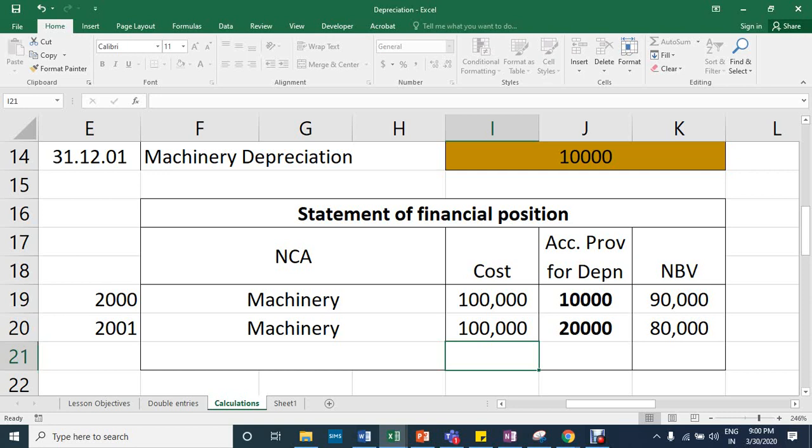Now, today we learned how to calculate depreciation using the straight line method, the definition of depreciation, and the causes of depreciation.